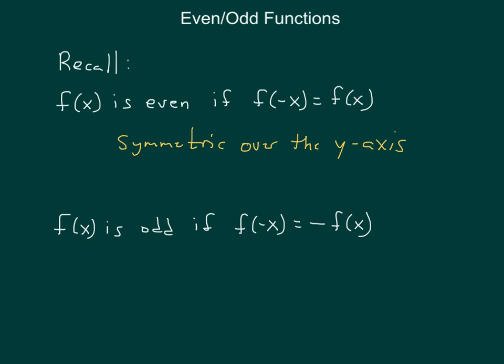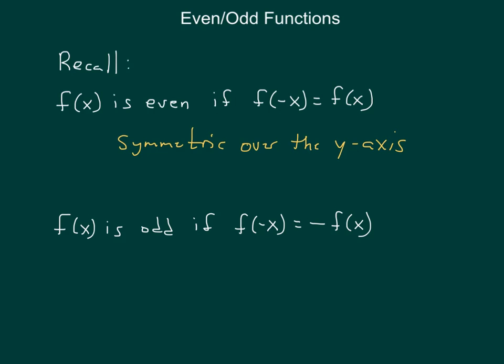What I kind of say about it is that when I put opposites into the function, I will get the same result out. For example, x squared is an even function. When I put 2 into x squared, I get 4. When I put -2 in, -2 squared is also a positive 4.